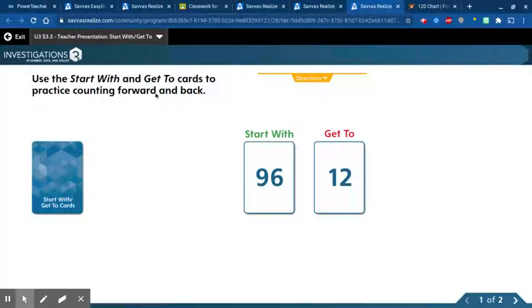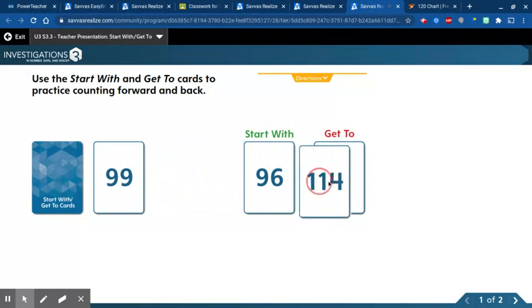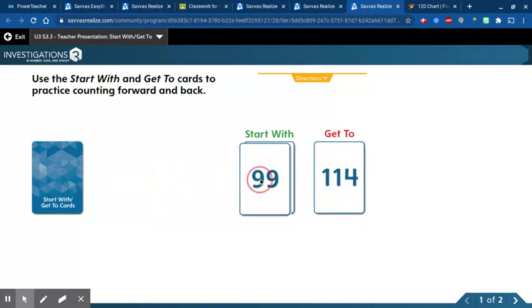Okay, I'm going to give you a couple to practice on your own. I want you to start at 99 and get to 114. So use the 120 chart that's in Google Classroom, pause the video, decide if your number is getting bigger or smaller, and figure out how to get there. Okay, when you're all done, you can start the video again.